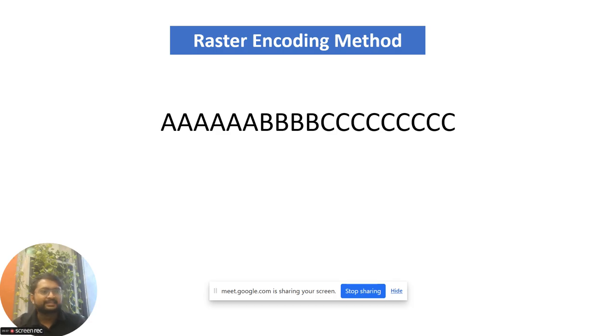Yes, exactly. So what we can do is, how many times is A there? 6 times A is there, so we can write 6A. Then how many times is B there? 4 times, so we can write 4B. And how many times is C there? 9 times, so we can write 9C. So the compressed version of this is 6A, 4B, 9C.